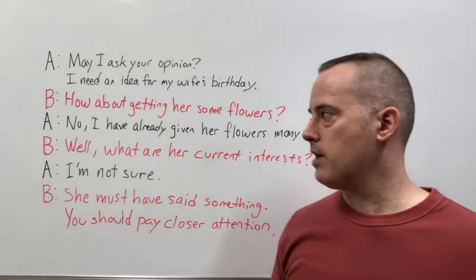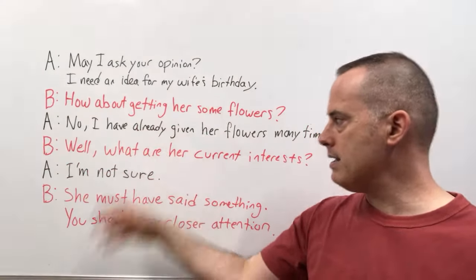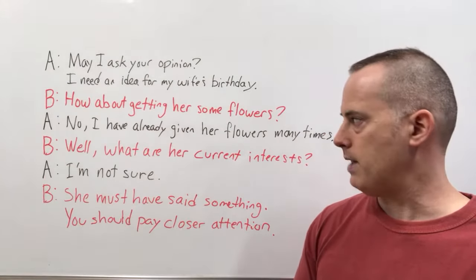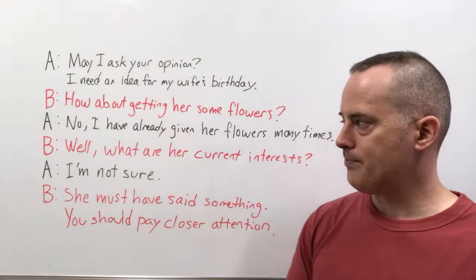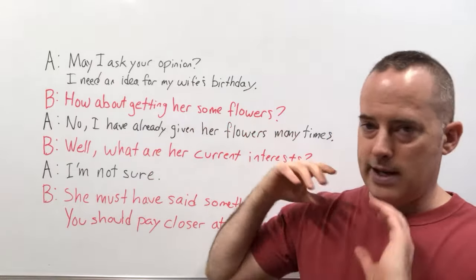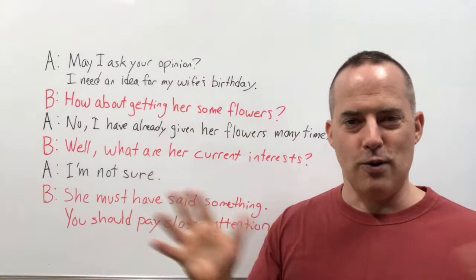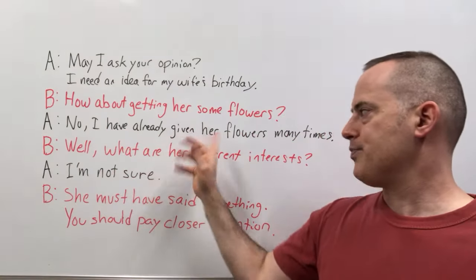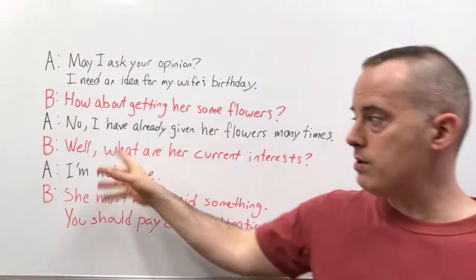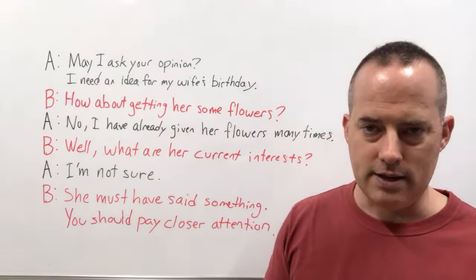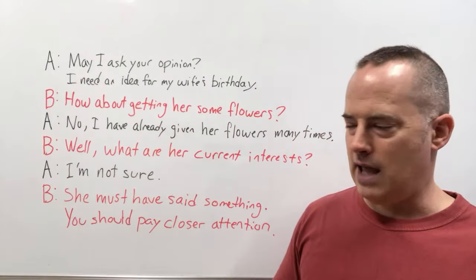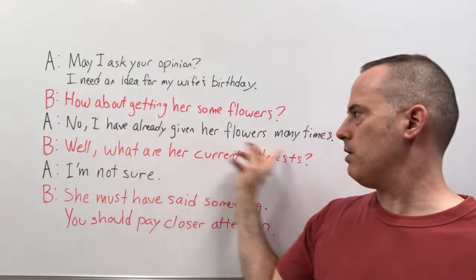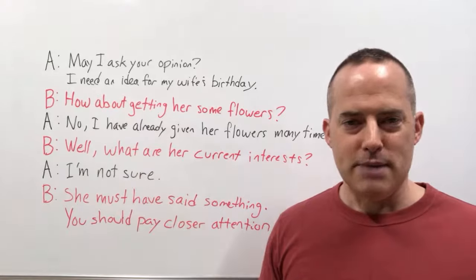And so he responds, no, I have already given her flowers many times. All right. So I say, what about flowers? And he says, no, I've done that many times before. So I have already given her flowers many times. Or you could say, you don't even need the "already" in there. It makes it sound a bit more natural. People will use this, but I have given her flowers many times. It means the same thing.